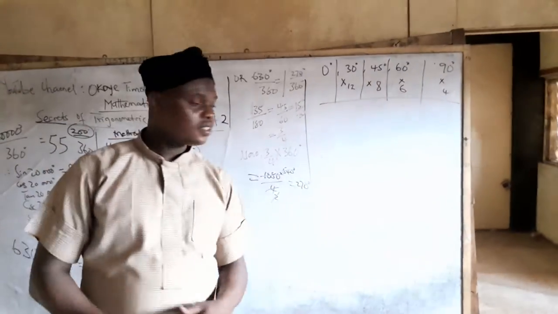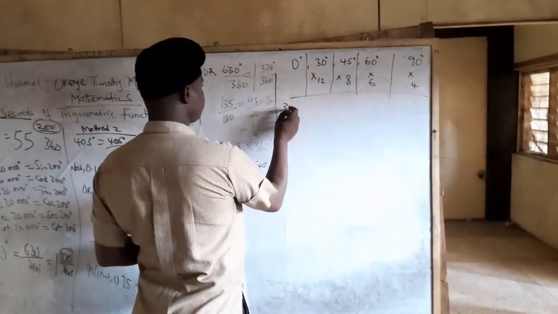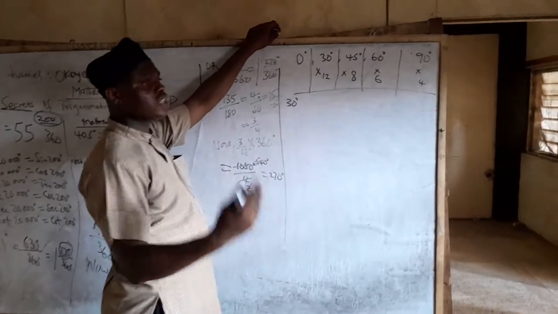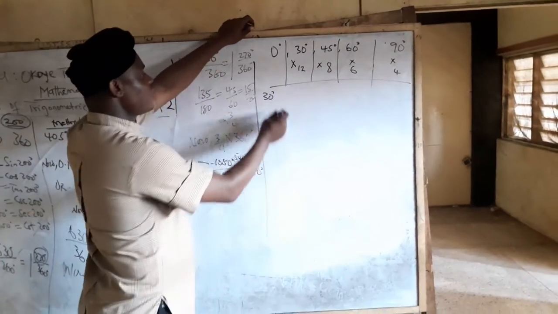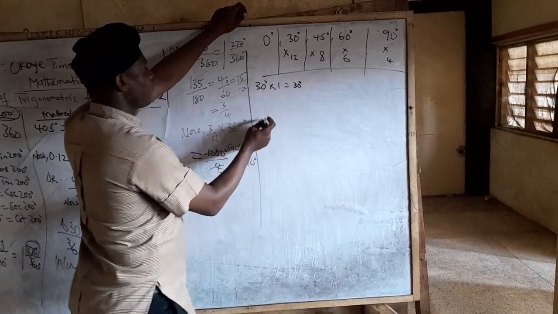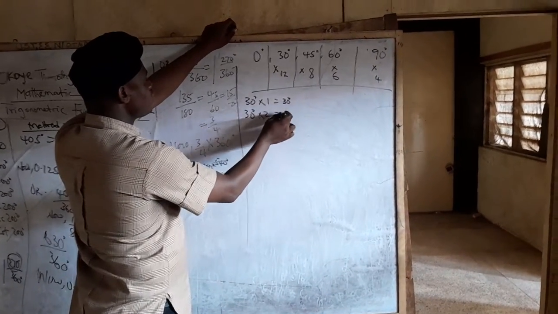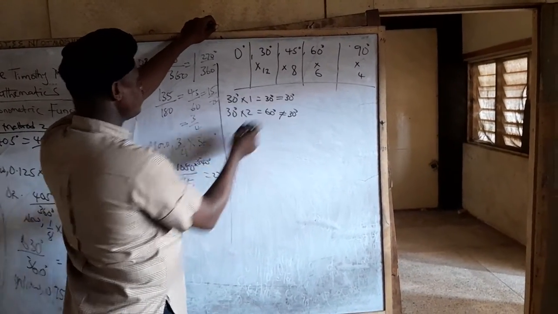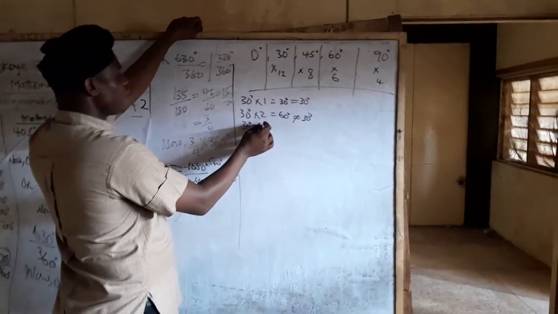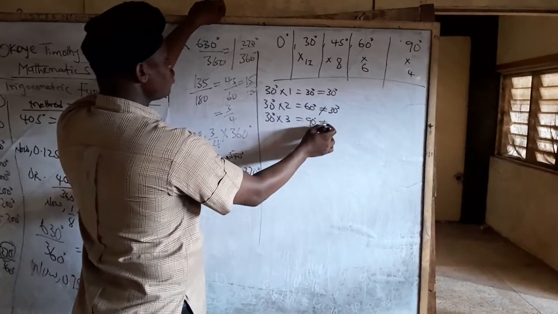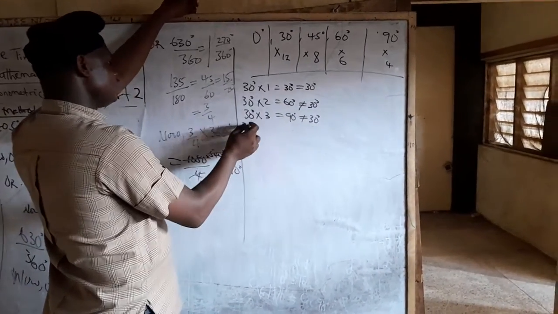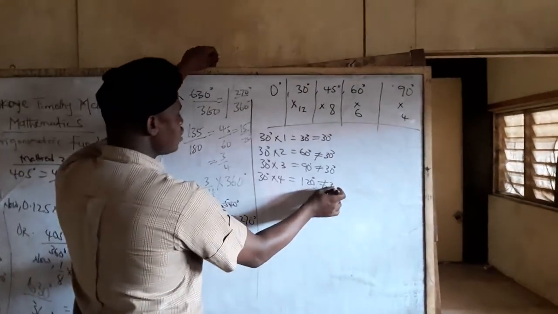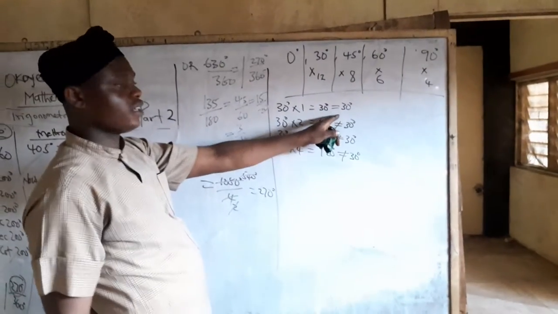Now the logic is that if I write 30 degrees, the 30 degrees repeats itself in 12 intervals. Like 30 times 1 is 30 degrees. 30 degrees times 2 will give you 60 degrees, which is not equal to 30 degrees. 30 degrees times 3 is 90 degrees, which is not equal to 30 degrees. 30 degrees times 4 is 120 degrees, which is not equal to 30 degrees. You must get to the 12 intervals.